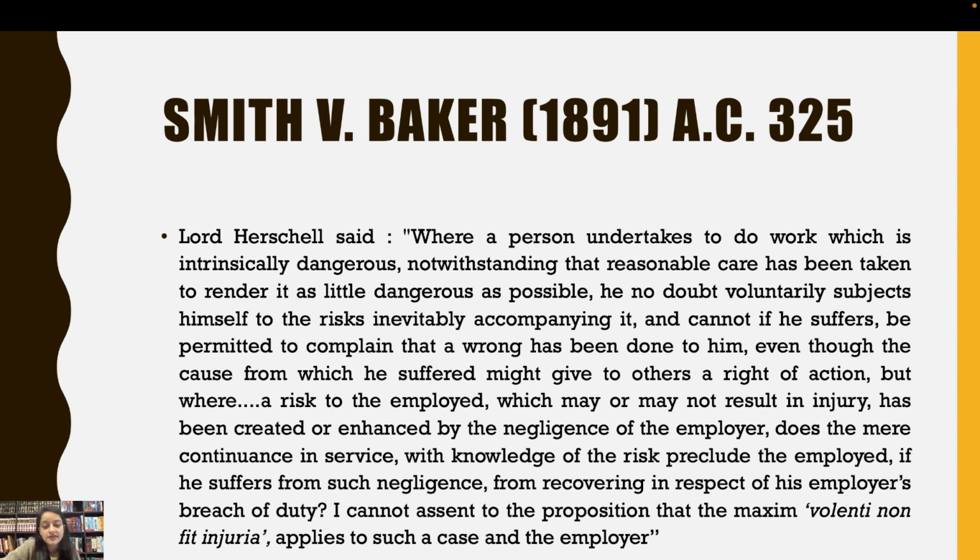Does the mere continuance in service with knowledge of the risk preclude the employed, if he suffers from such negligence, from recovering in respect of his employer's breach of duty? I cannot assent to the proposition that volenti non fit injuria applies to such a case and the employer. So, this means that yes, there was a risk, but does it include within it the enhanced risk created by the negligence of the employer? No. If this is such a case, then the employer will be liable. He cannot take the defense of volenti non fit injuria.